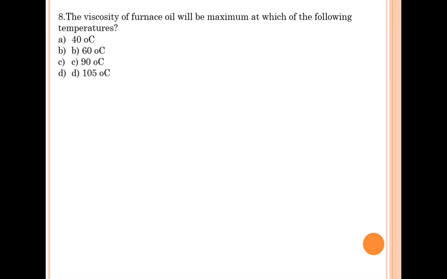Question 8. The viscosity of furnace oil will be maximum at which of the following temperatures? As we know, the viscosity of any oil we normally consider at 40 degrees centigrade, and temperature and viscosity are inversely proportional. As the temperature increases, the viscosity decreases. And in this question, it is written maximum viscosity. So the answer should be option A, that is 40 degrees centigrade.